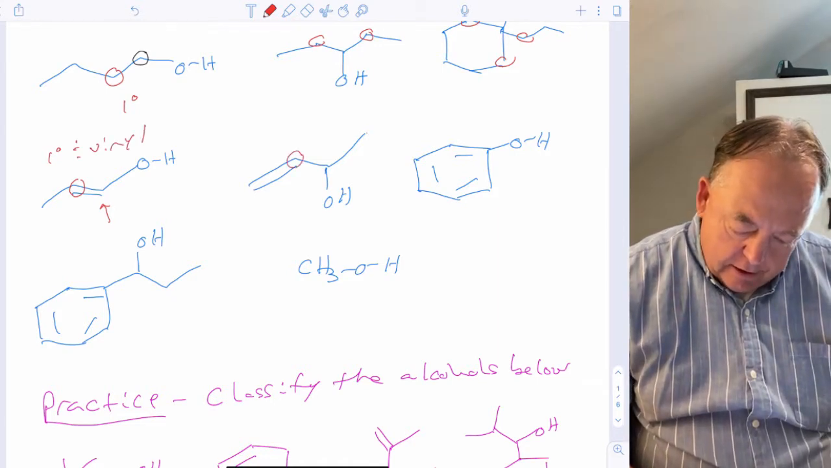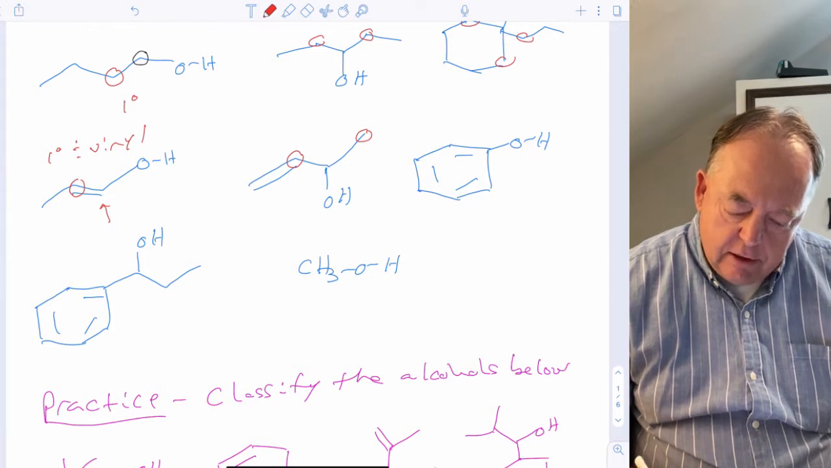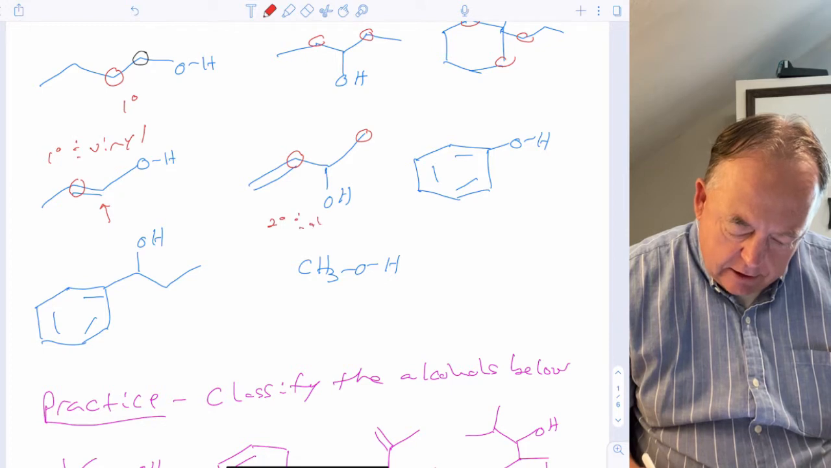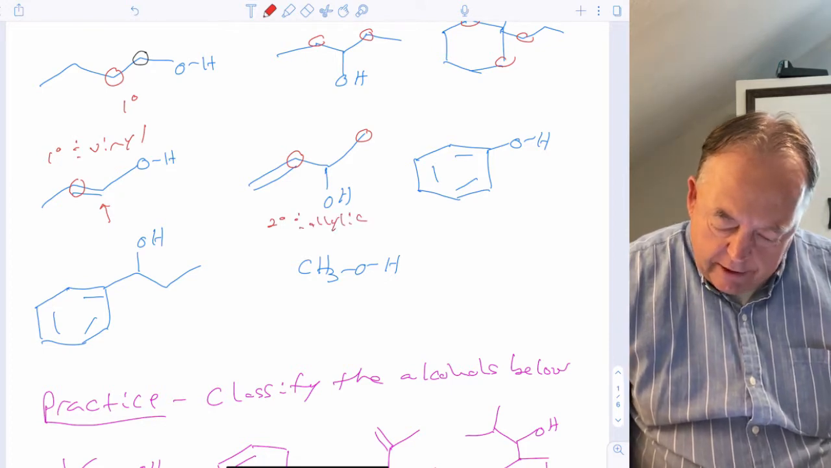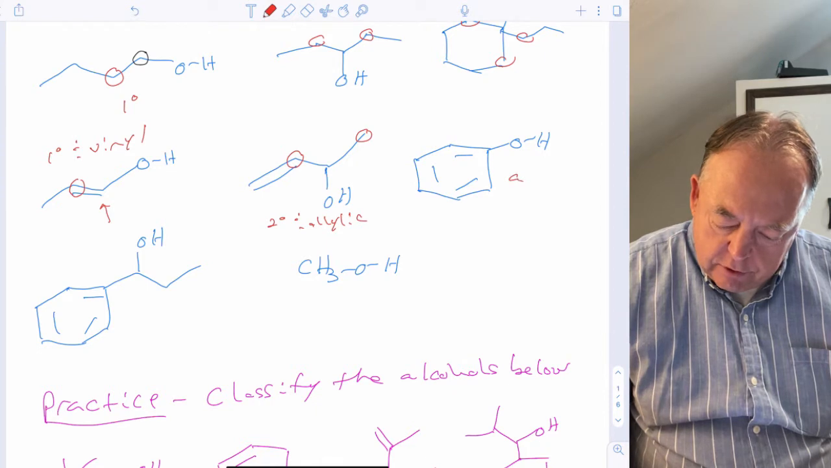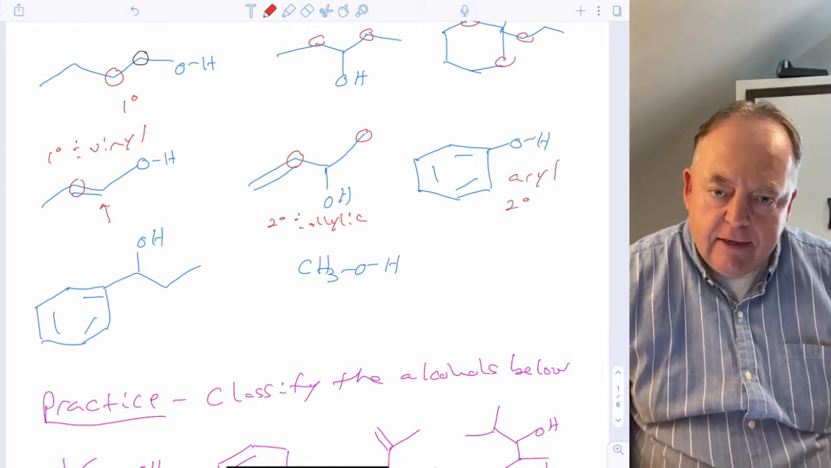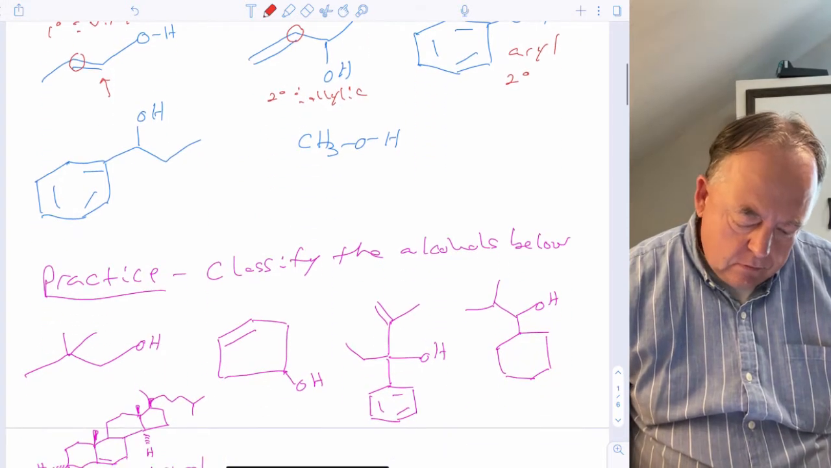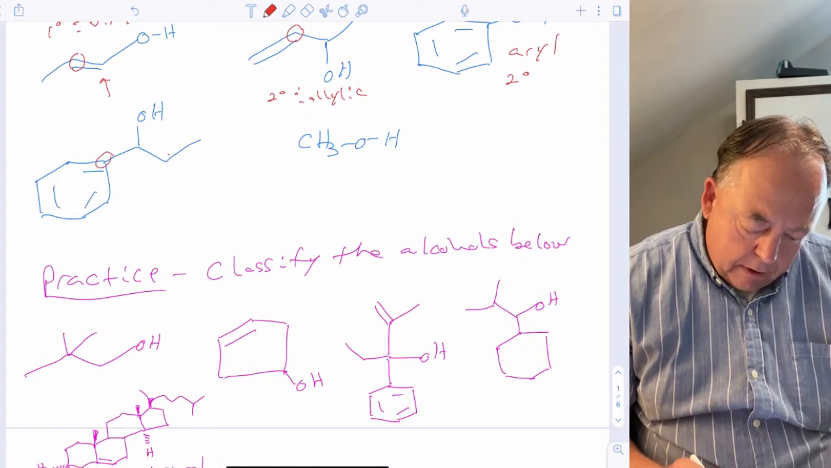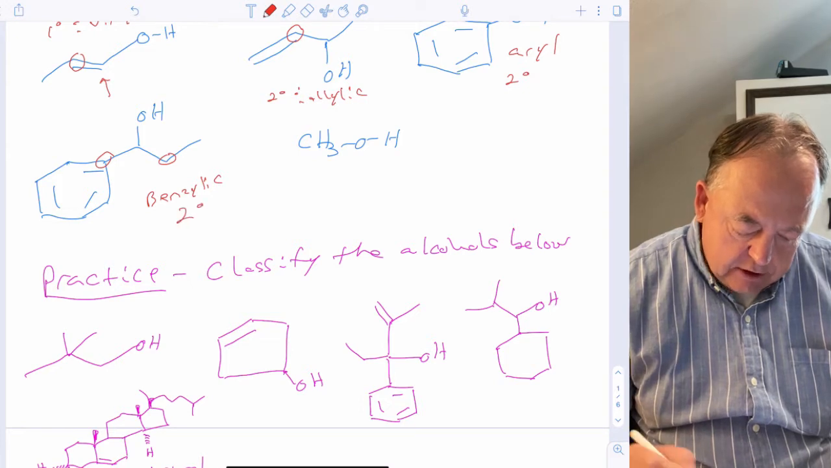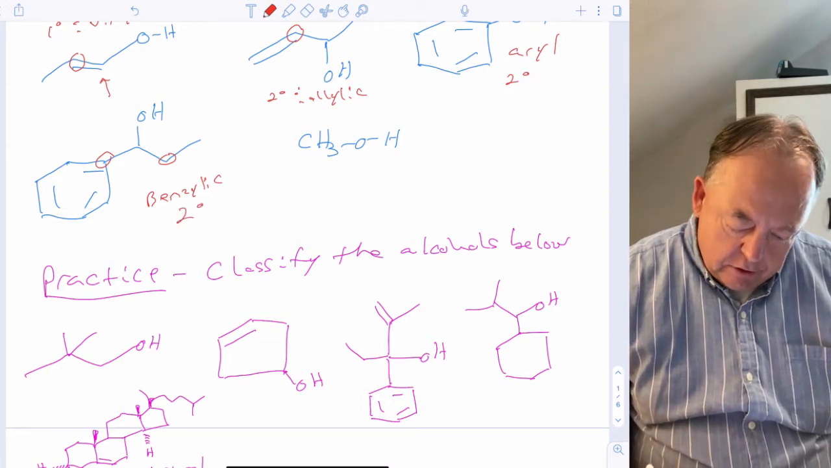Here, it's one carbon away from a double bond, so that's allylic, and there are two carbons attached to the carbon with the OH, so that's secondary and allylic. Here it's directly attached to a benzene ring, so it's aryl, and all aryl alcohols would be secondary, so that's a given. In this case, it's one carbon away from a benzene ring, so that would be benzylic. And there are two carbons attached to the carbon with the OH, so it's secondary also. And in this one, there are no carbons attached to that carbon with the OH, so that would be methyl.